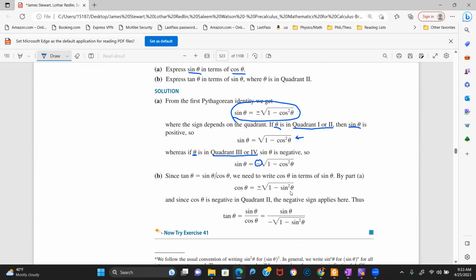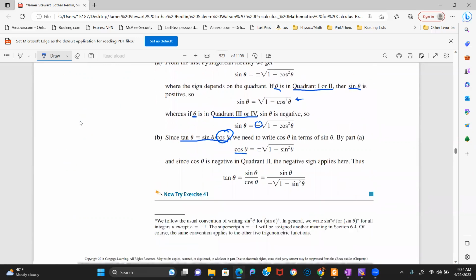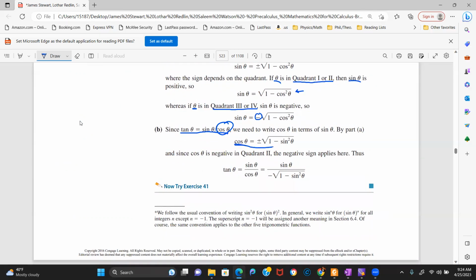Express tan theta in terms of sine theta. Okay, yeah. So by definition, tangent theta is sine over cosine, but we know cosine can be written in terms of sine. The cosine can be written in terms of the sine theta by going back to the Pythagorean theorem and doing basically the same manipulation. Instead, you subtract sine squared theta from both sides and then take the square root. That's how you get this equation right here.